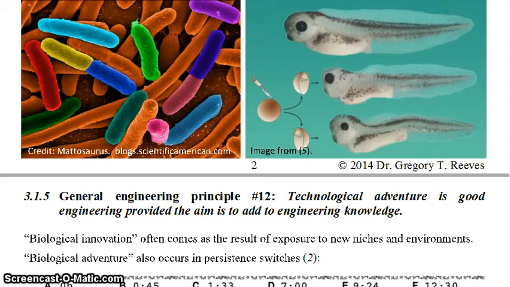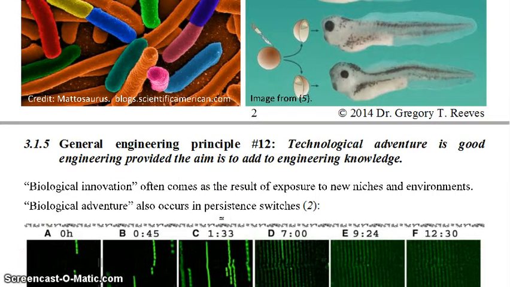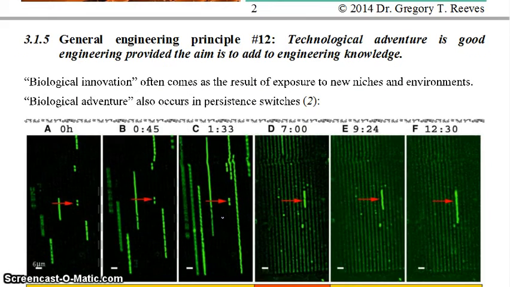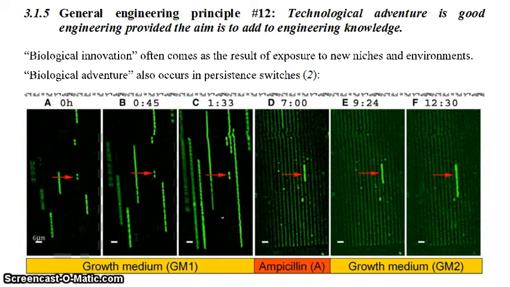General engineering principle number 12. Technological adventure is good engineering, provided the aim is to add to engineering knowledge. So that seems weird, but if you take a look at this, you would have biological innovation, and it often comes as the result of exposure to new niches and environments. And what's called biological adventure also occurs in, for example, things like persistence switches, which I'm not going to get into, but you can find it in this reference here.